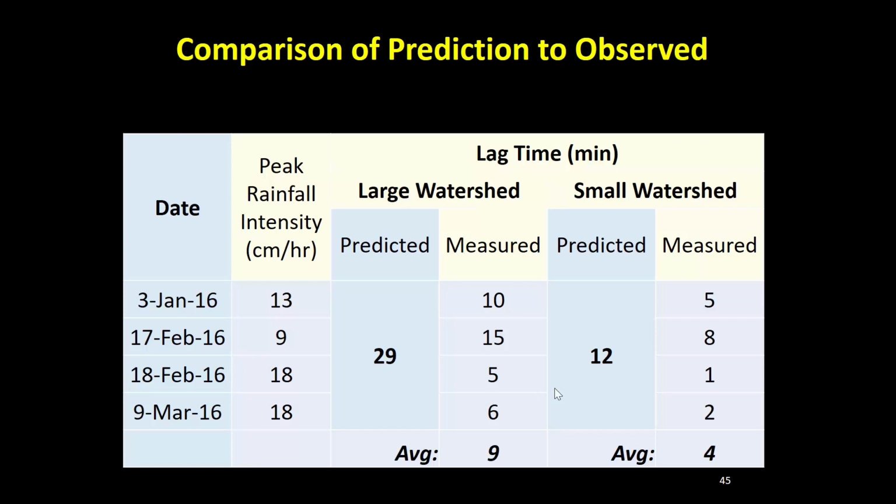And through the small watershed, it was even quicker, simply because there's less distance that the water has to go over the land before it gets into the channel and towards the sensors. So I was predicting 12 minutes, and it was only 4. So there's roughly a factor of 3. It's pretty consistent that the predicted lag time was 3 times longer than what was experimentally measured, and for the small watershed it was about 3 times longer than it actually was observed as well.